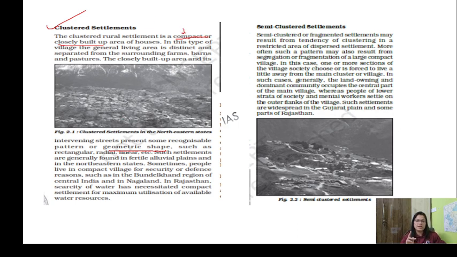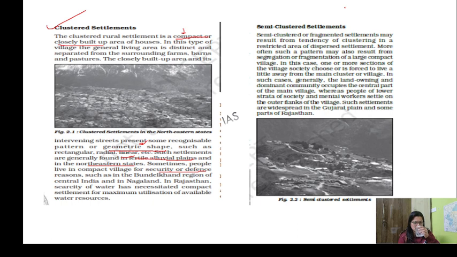Remember the word compact, then the geometrical shape. What are geometrical shapes? Like radial, linear, etc. And where you will find it, like alluvial plains and other eastern states, people live in compact form for security and defense. Okay. So in Rajasthan, because of scarcity of water, they settle compactly, for maximum utilization of available water sources.